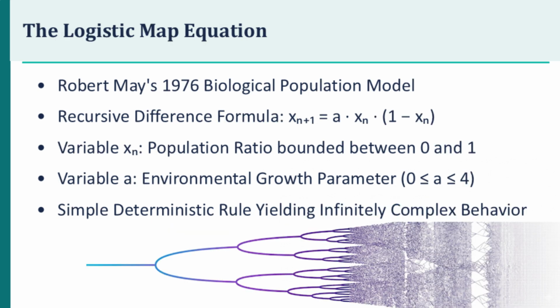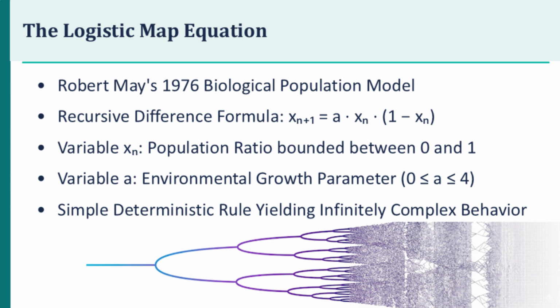To see chaos in action without complex differential equations, we look to a deceptively simple mathematical model called the logistic map. Popularized by the biologist Robert May in 1976, it was originally designed to model how animal populations grow and collapse in environments with limited resources. The equation is written as a recursive difference equation: x sub n plus 1 equals a times x sub n times in parentheses 1 minus x sub n.